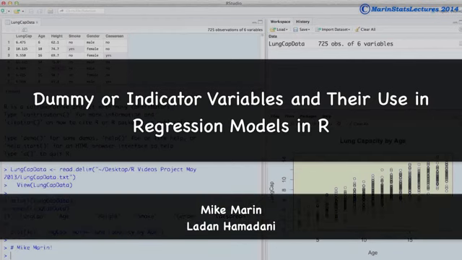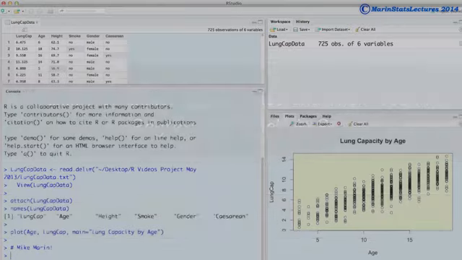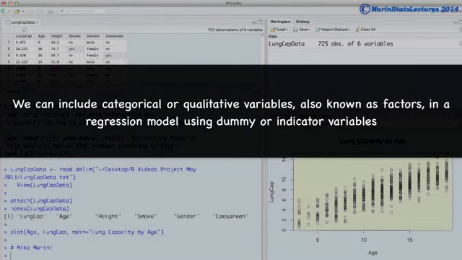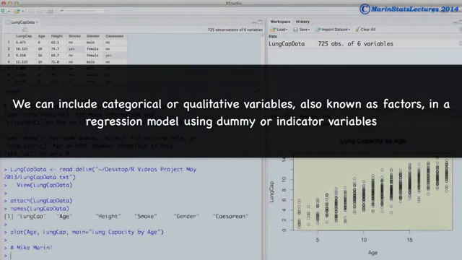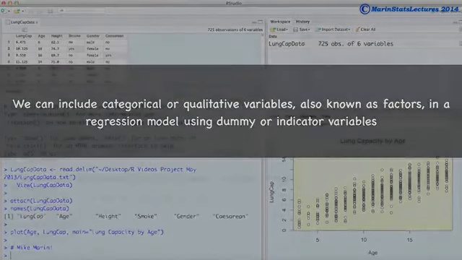Hi, I'm Mike Marin, and in this video we'll introduce the idea of a dummy variable or indicator variable and their use in regression models. We can include categorical or qualitative variables, also known as factors, in a regression model using dummy or indicator variables.